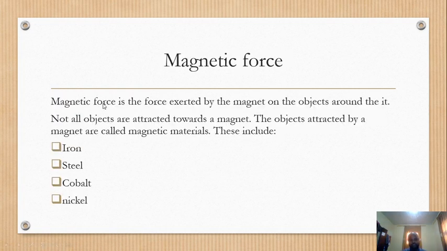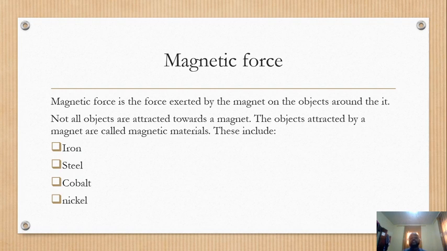Magnetic force. Magnetic force is the force exerted by the magnet on the objects around it. If you have a piece of magnet and you move it around, there are certain objects it attracts, right? Because of this magnetic force.